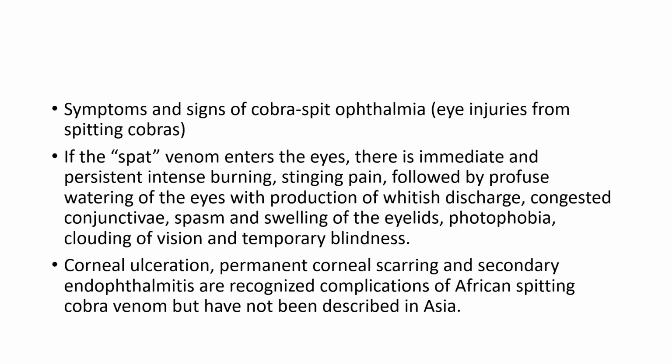Symptom and site of the cobra spit ophthalmia, that is, eye injury from the spitting cobras. Spat venom enters the eyes, causing immediate and persistent intense burning, stinging pain followed by profuse watering of the eyes with production of whitish discharge, congested conjunctiva, spasm and swelling of the eyelid, photophobia, clouding of vision and temporary blindness. Corneal ulceration, permanent corneal scarring, and secondary endophthalmitis are recognized complications of African spitting cobra venom but have not been described in Asia.